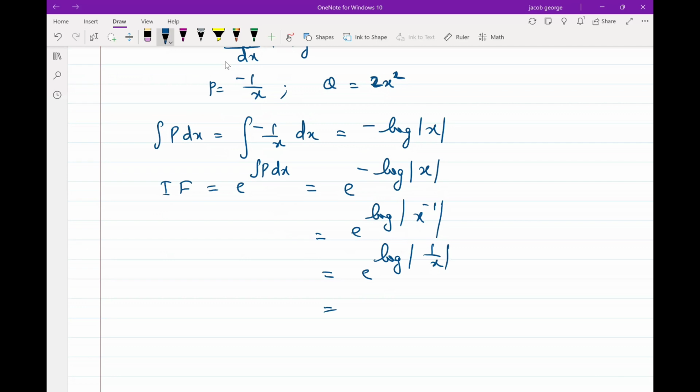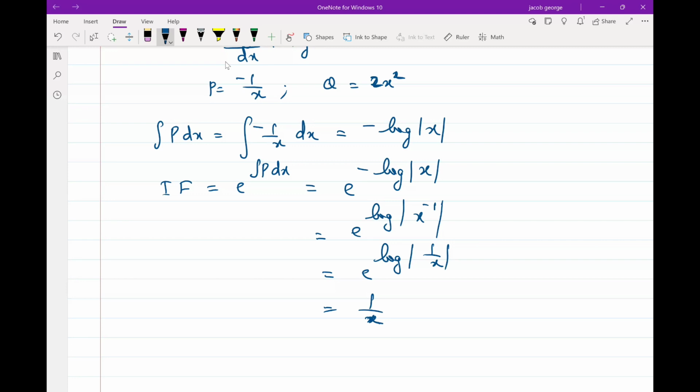Log x raised to minus 1 means 1 by x. What is e raised to log of f of x? It is only f of x, because e and log will go. So what is the result of this? 1 by x. No need to write mod again. Here it is 1 by x. This is a very, very important step. All of you understood this? Even this calculation can be asked as a 1 marker: find the integrating factor. Is it clear? Yes. Now the final step.